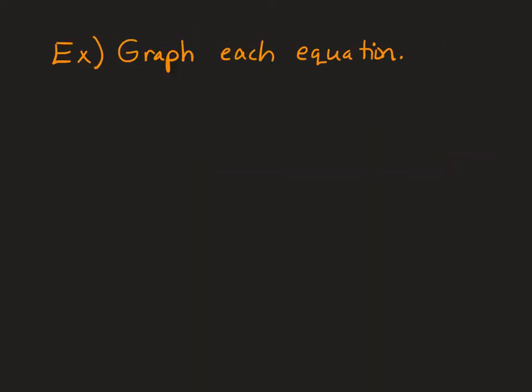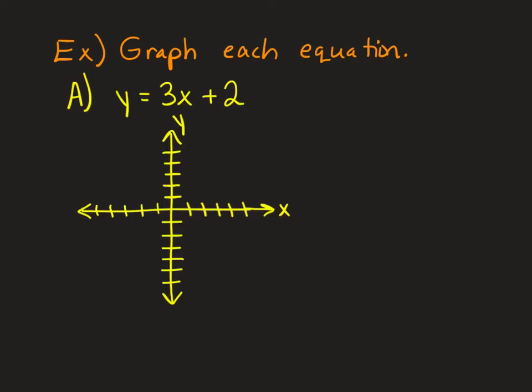In our example, we're going to graph each equation. So part A, we're given y equal 3x plus 2. So let's go ahead and identify the two values we need to use. Slope is 3 and the y-intercept is 2. So first, we start with our y-intercept. So we use b. It's 2, so we just plot that point. We may even want to note instead of using b that we plot b. It's just a point.